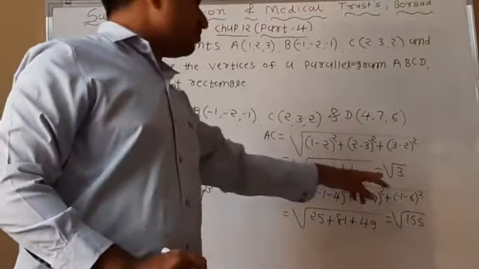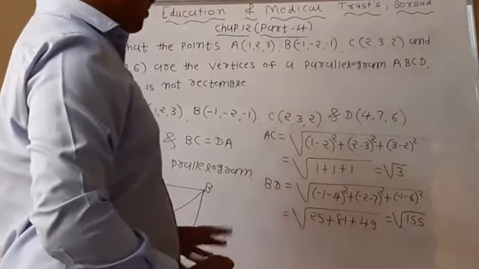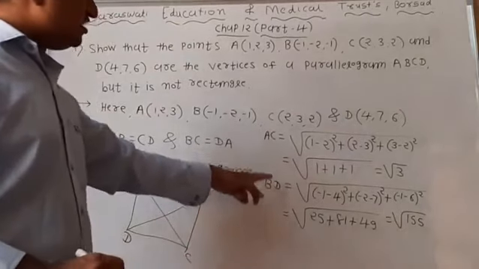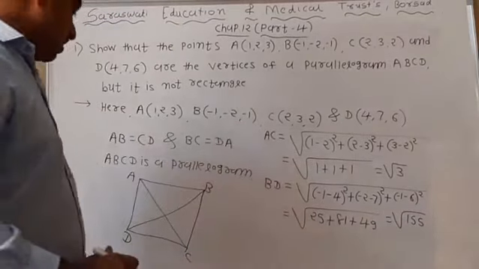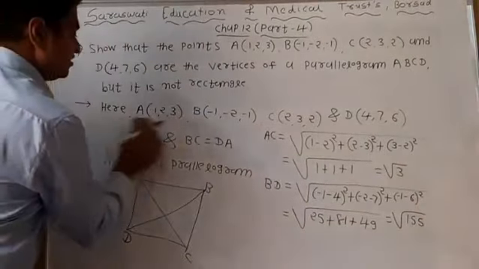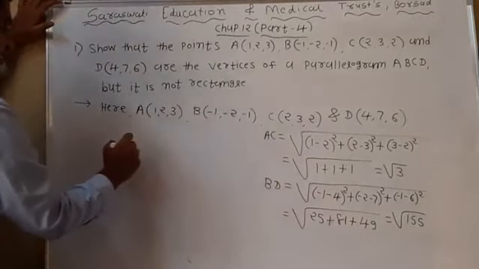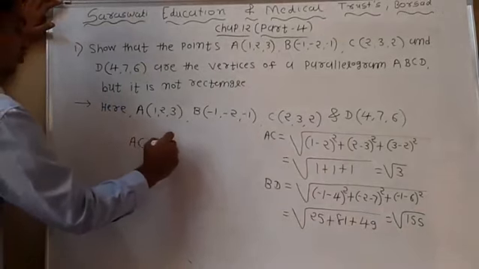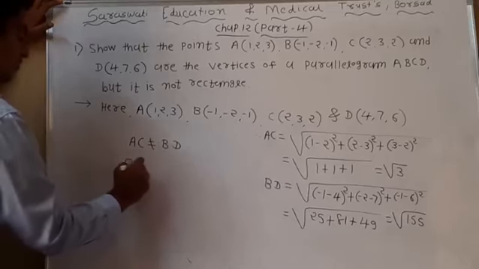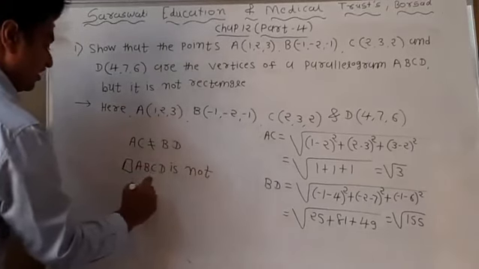Now AC is equal to under root 3 and BD is equal to under root 155. So the diagonals AC and BD are not equal. That's why we can say that this parallelogram is not a rectangle. So therefore here we can say that AC is not equal to BD, so parallelogram ABCD is not a rectangle.